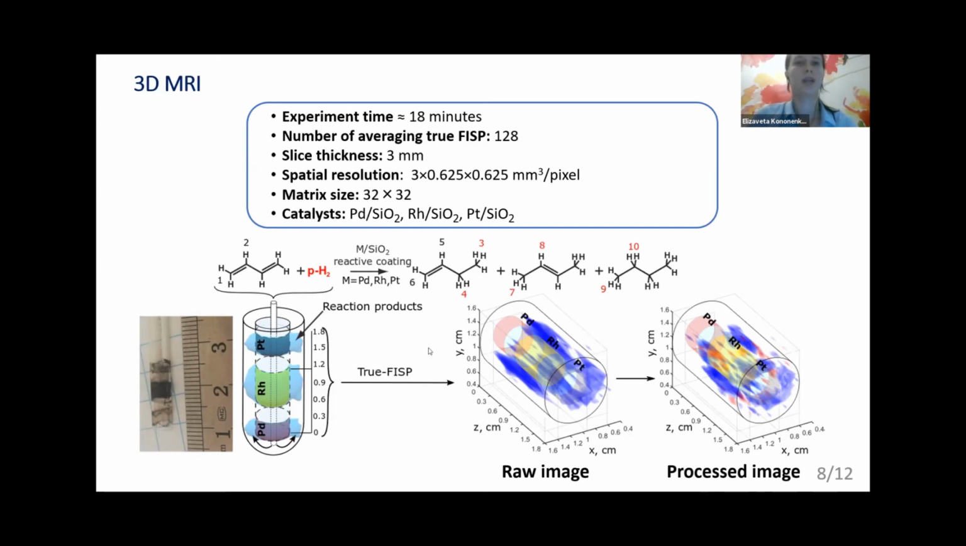And after that, to obtain spatial information about the formation and consumption of products along the catalyst layer, the intensity of each pixel of the previous layer was subtracted from the intensity of each pixel of the current layer. So we got the areas of formation which are indicated by blue, and areas of consumption are red.